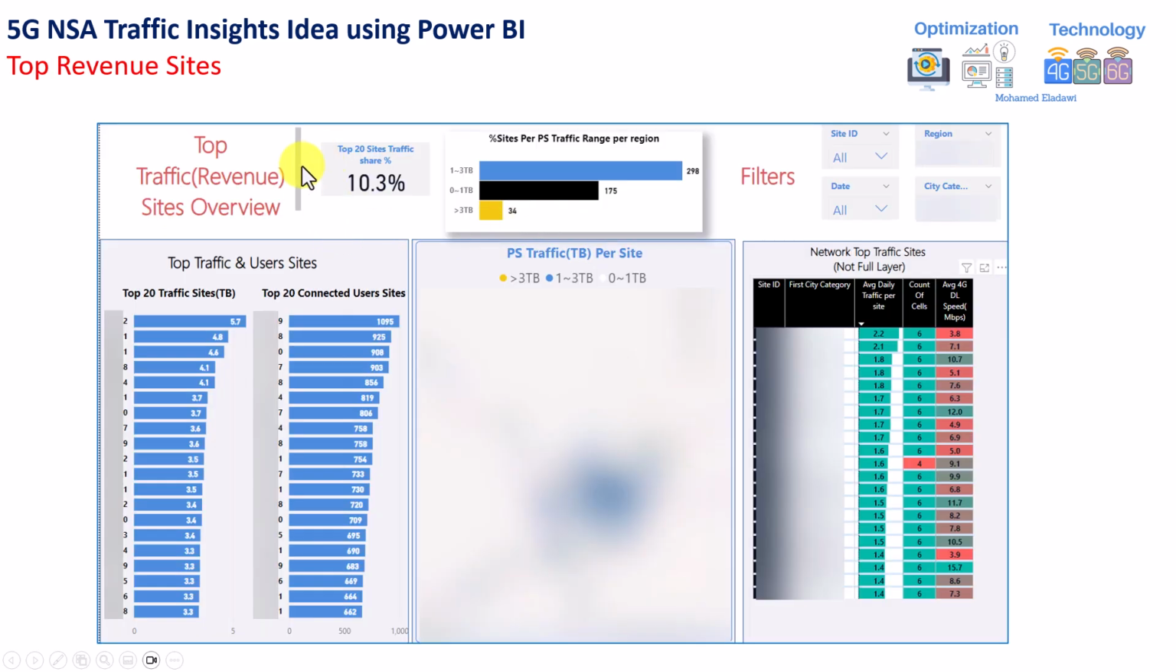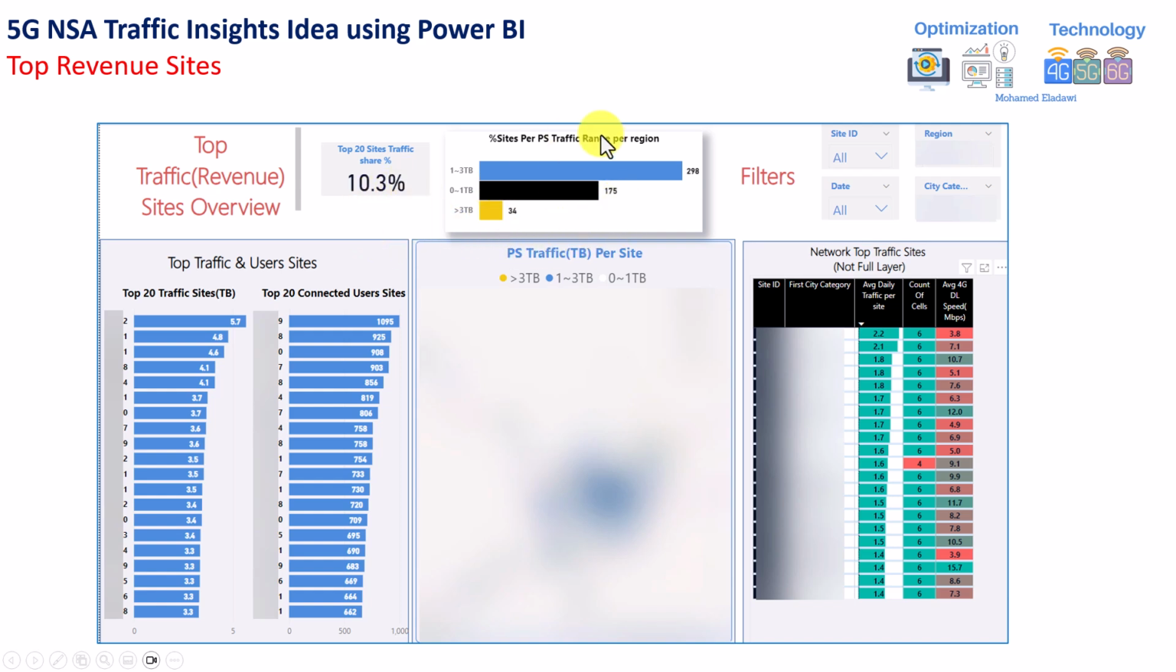The second example is about the top revenue sites. This is also one of the very important sites. For example, in this particular region, we filtered on the top 20 sites based on DAX formulas to identify the top 20 sites which generate traffic. And as you can see, only 20 sites out of, as I remember, more than 1,000 sites were generating 10% of the traffic, which means they have a very high contribution. So this really requires special focus, because if those sites are impacted, this will really reflect in the revenue and even in the overall network performance.